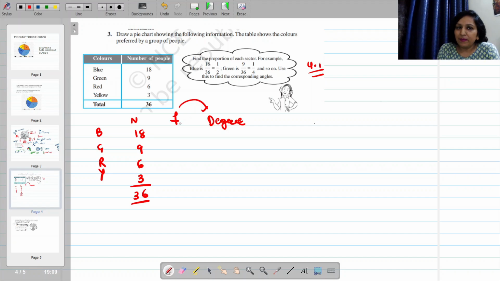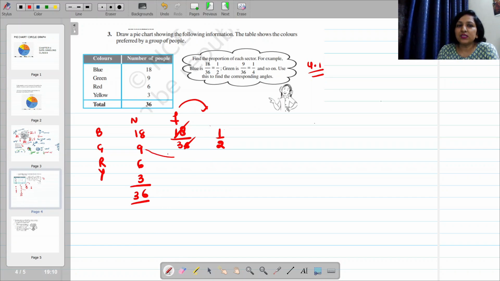Now we have to make the fraction. How many people like blue? 18 out of 36. 18 upon 36 is what? It is 1/2 only. Okay, it is not a degree yet. We have just got a fraction. Let me just erase it. So the fraction for blue color is 1/2.